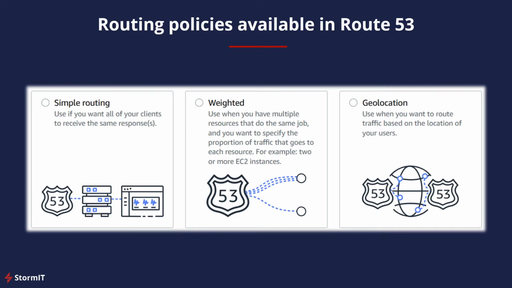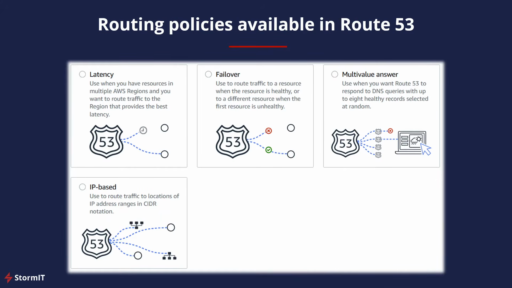Third one here, geolocation. This lets you balance the load on your resources by directing requests to specific endpoints based on the geographic locations from which the request originates or your users come from. And the fourth one here is latency-based routing. You can use it when you have resources in multiple AWS regions and you want to route end users to the AWS regions that provide them the lowest latency.